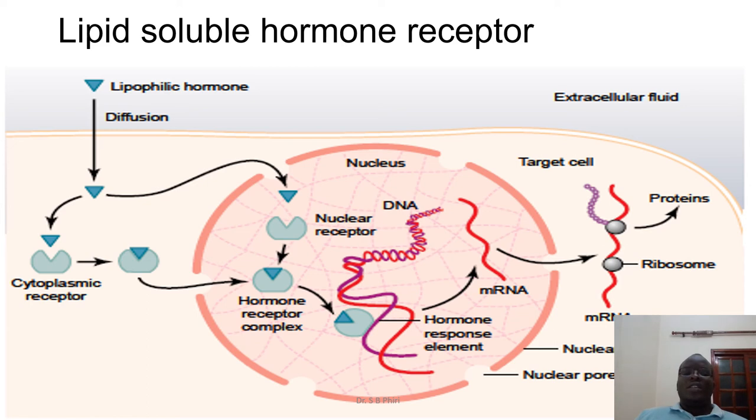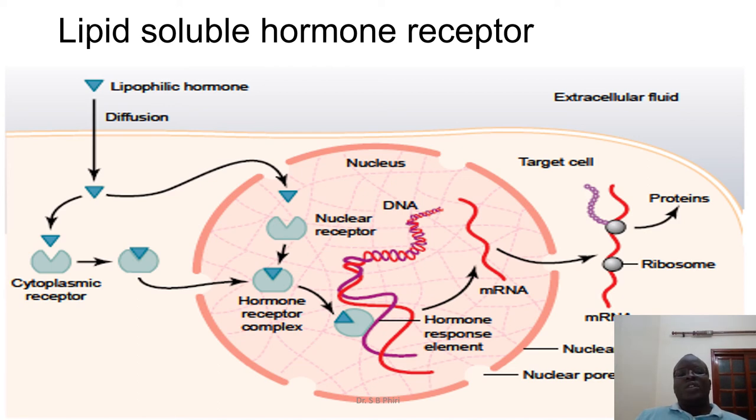In the cytoplasm, you have receptors for steroid hormones. In the nucleus, you have receptors for thyroid hormones. So steroid hormones, thyroid hormones. These are lipid-soluble hormones, so they are called lipophilic hormones. They don't have receptors on the plasma membrane. They are able to cross because they are fat-soluble or lipid-soluble.